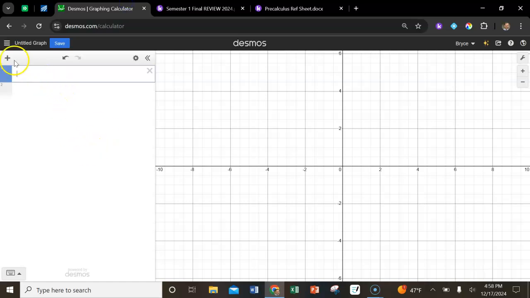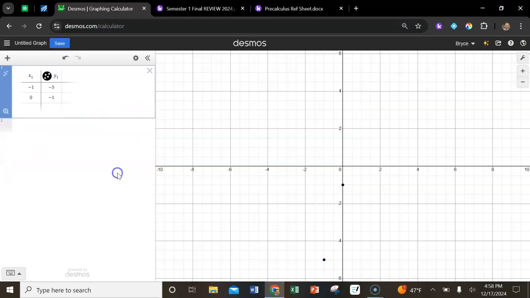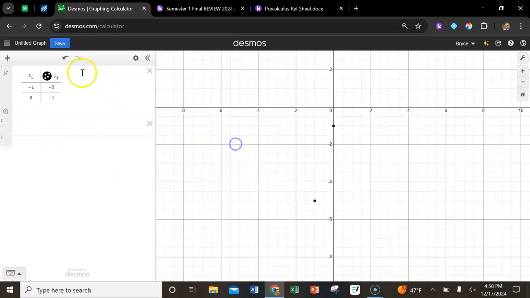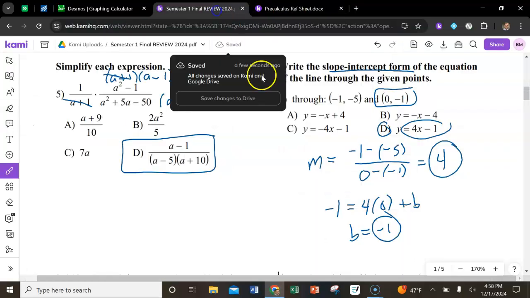If you have more than one point, you can always create a table in Desmos. Type these in: negative 1, negative 5, 0, negative 1. And then if this button comes up, which it should, you can add regression, linear regression. There's your y equals mx plus b. If that doesn't come up, make your table. It's going to plot those points, and then just type in the graphs until you find the one that goes through both those points. So 4x minus 1 clearly goes through both of those points, and that would be my answer.